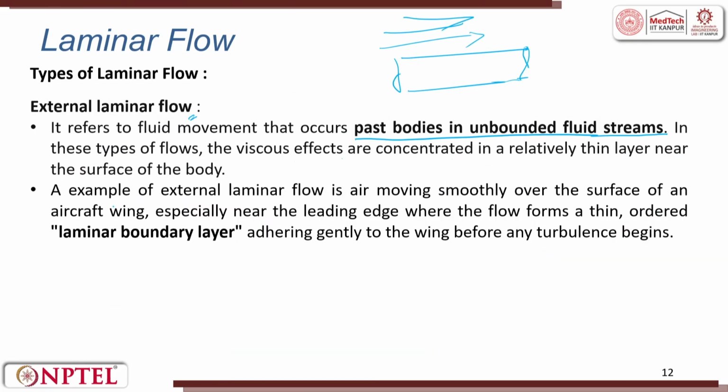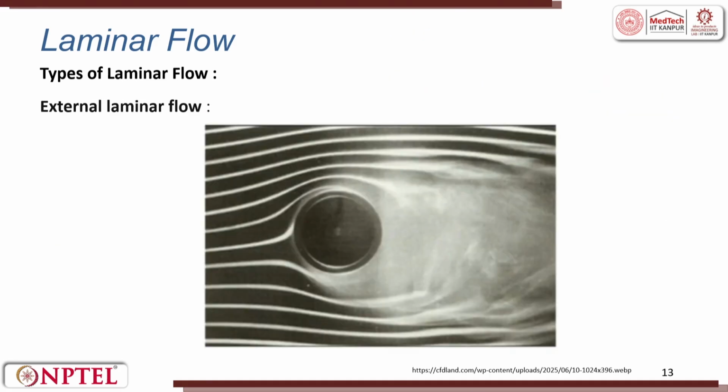An example of external laminar flow is air moving smoothly over the surface of an aircraft wing, especially near the leading edge, where the flow forms a thin, ordered laminar boundary layer adhering adjacent to the wing. So, it is this way before any turbulence begins. You can see here external laminar flow.